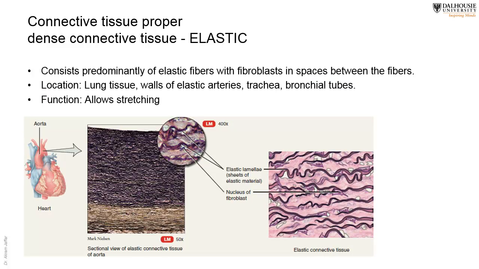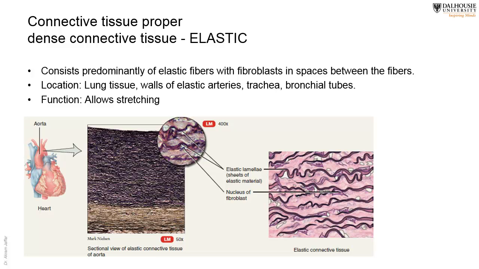The other type of dense connective tissue is the elastic connective tissue. And as the name indicates, it contains multiple laminae, multiple layers of elastic fibers. Remember, these elastic fibers can stretch and recoil back. So you can see here that there are multiple laminae of these elastic fibers. As you can see, they are undulating, they are tortuous because they can stretch and elongate. Multiple layers are present here.